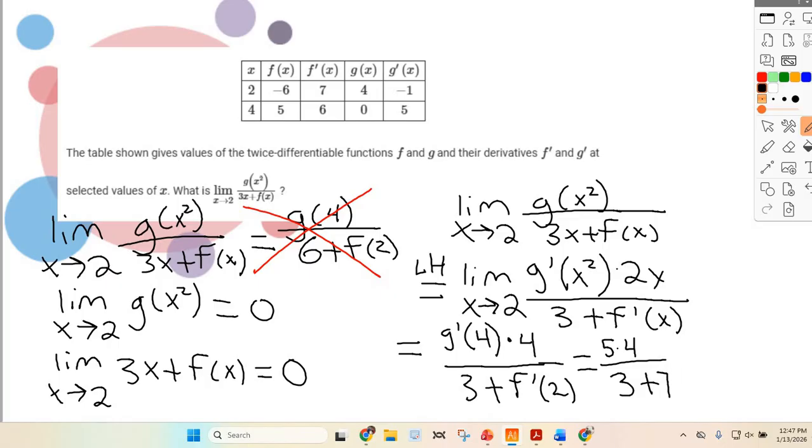Have I evaluated my limit now? So free response question, could I stop there? Yeah. Now, hopefully, we could do this. 5 times 4 gives us 20, divided by 3 plus 7 gives us 10. So we get 2.